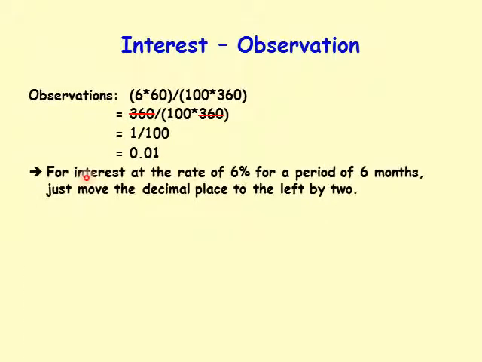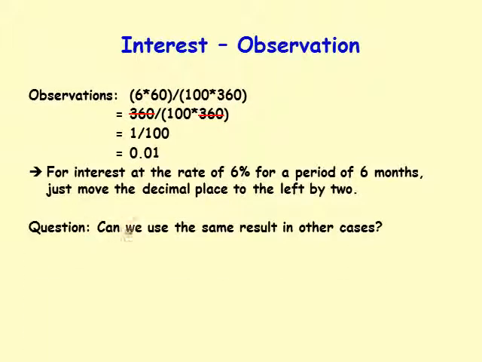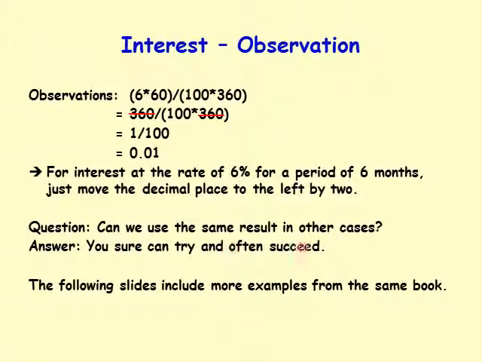Okay, let's continue here. For interest at the rate of 6% for a period of 60 days, just move the decimal place to the left by 2 places, because of this simplification here. Let's just continue here. Can we use the same results in other cases? Now, this was a special case, and we were able to cancel out the 360 in the numerator and the 360 in the denominator. You can sure try and often succeed.